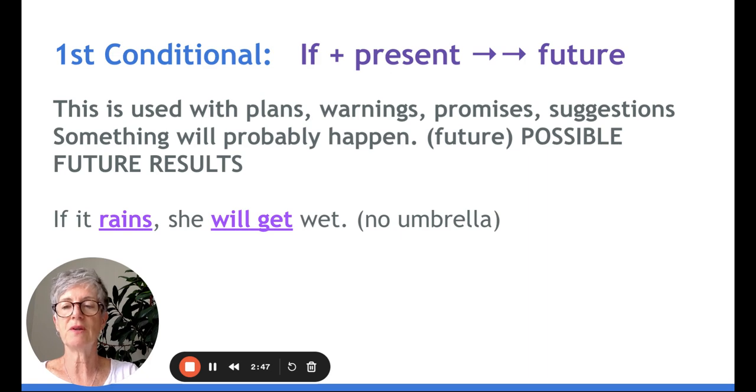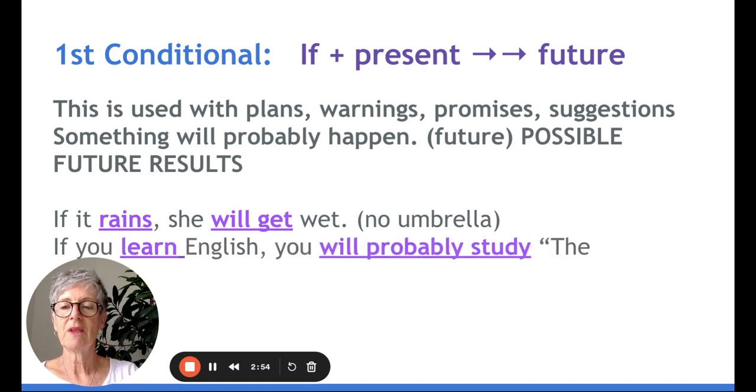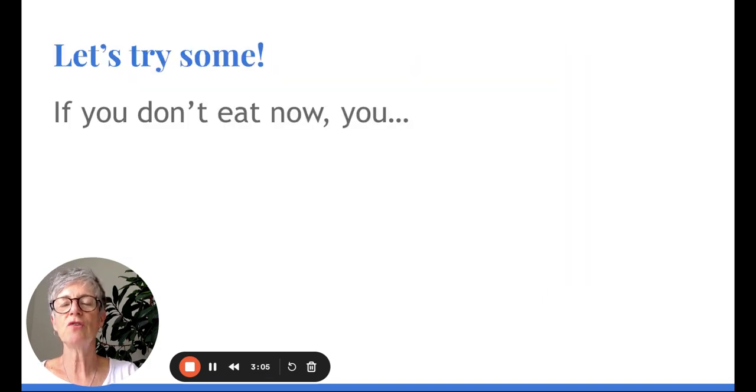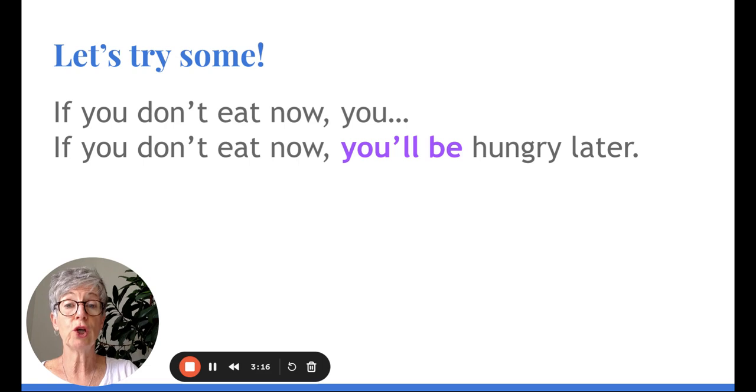So, for example, if it rains, she will get wet because she didn't bring an umbrella. If you learn English, you will probably study the conditional. Next. If you don't eat now, what will happen? What's going to happen? If you don't eat now, present tense, you'll be hungry later.